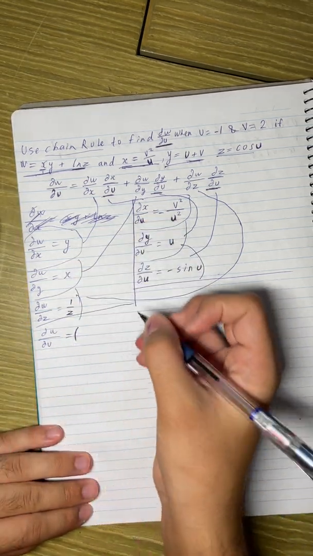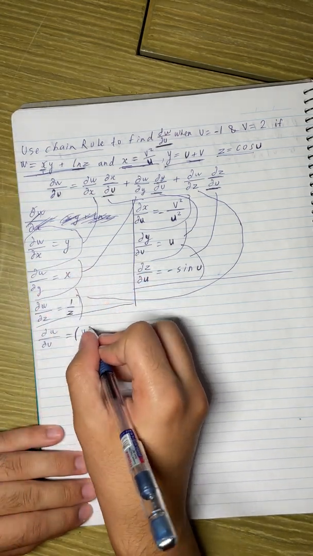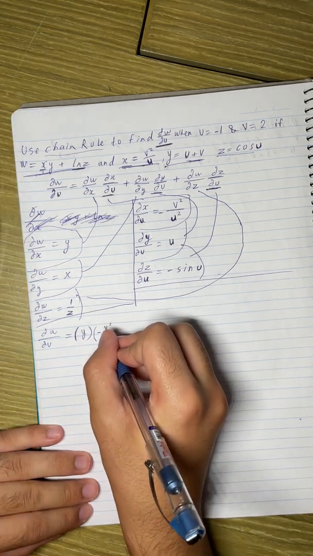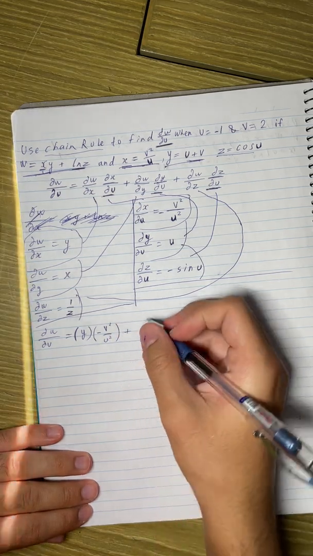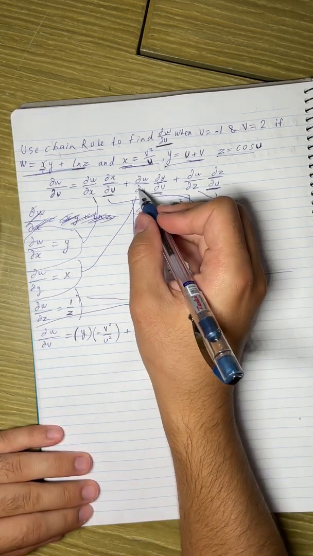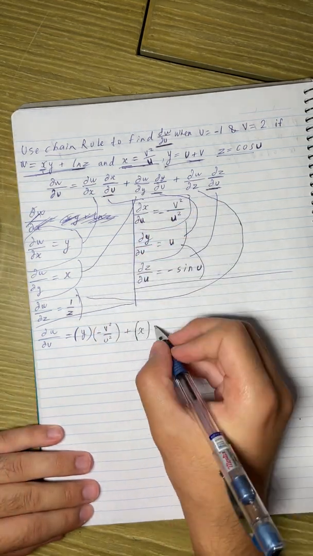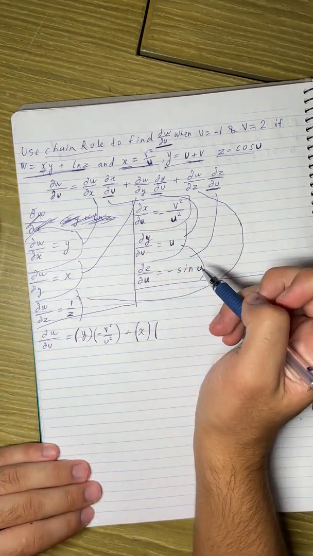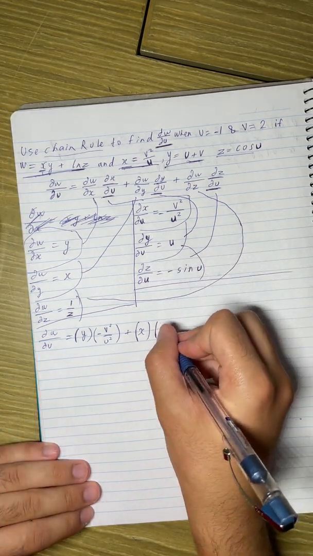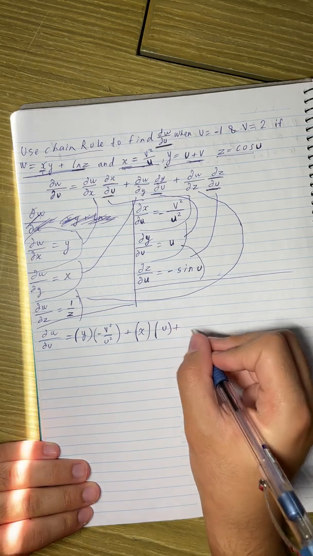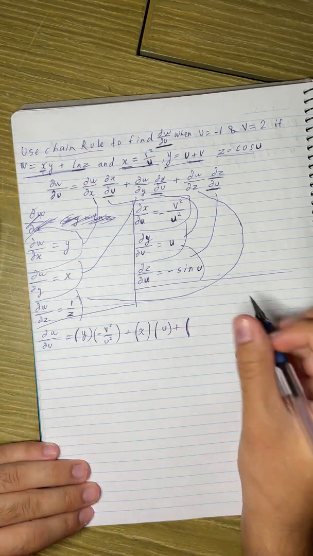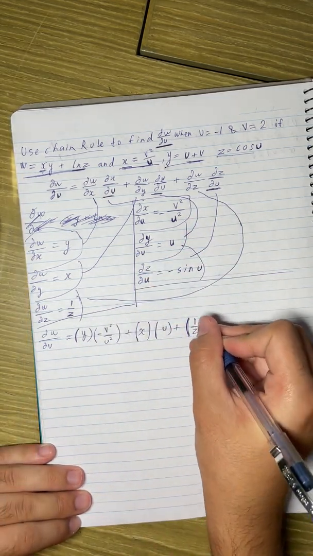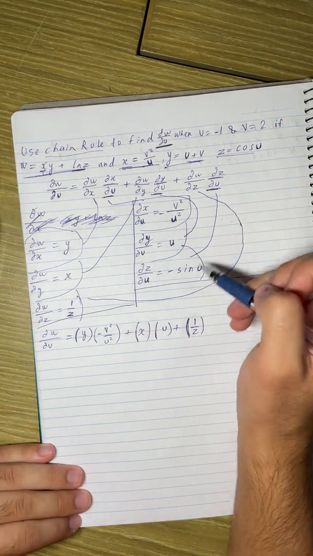Now, when we sub all that in, we'll get dw over du equals dw over dx. What's that? y, multiplied by negative v squared over u squared, plus dw over dy, so that's x, multiplied by dy over du, which becomes 1, plus dw over dz, 1 over z, multiplied by dz over du, negative sine u.